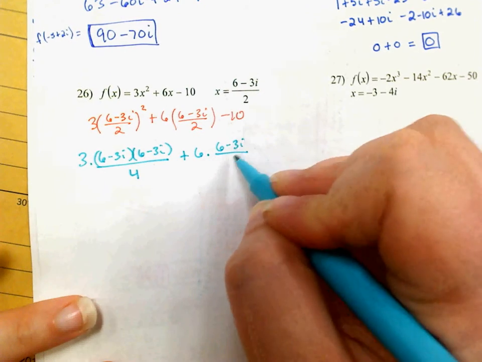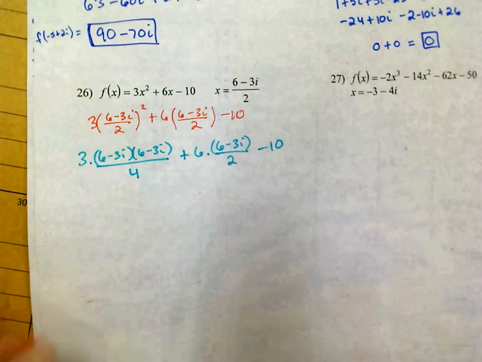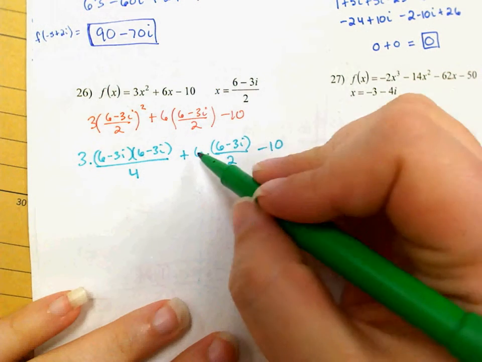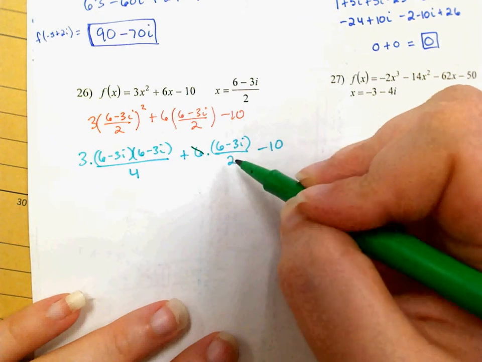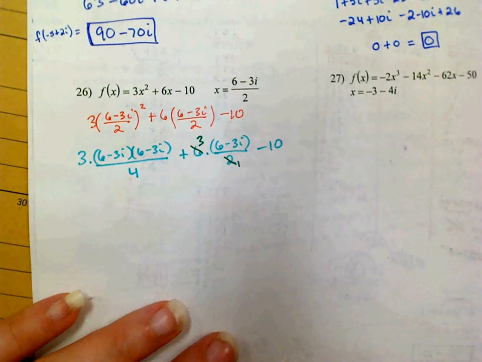I might as well go ahead and keep that. And then minus 10. Now I'm going to simplify what I can and then start multiplying. I'm going to go straight to this. 6 divided by 2. I've got 6 times this divided by 2. 6 divided by 2 is 3. Okay, so that simplifies down to that. But this right here, 3 and 4 don't simplify.